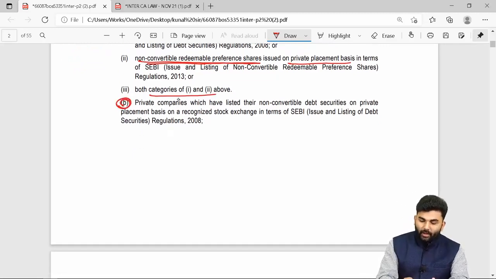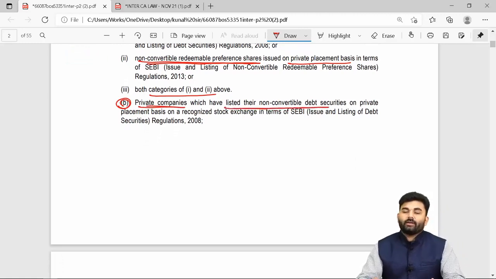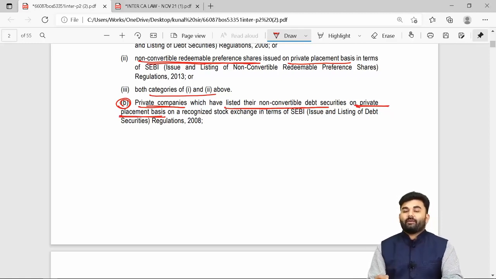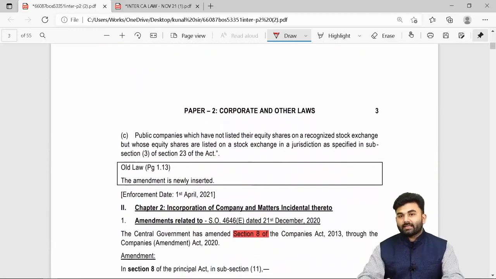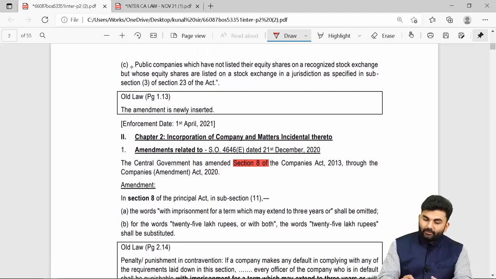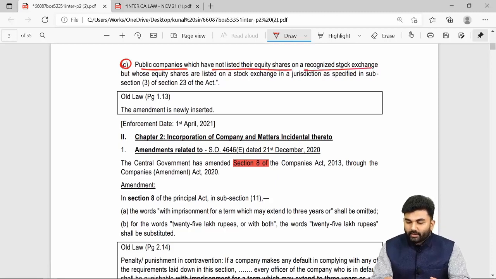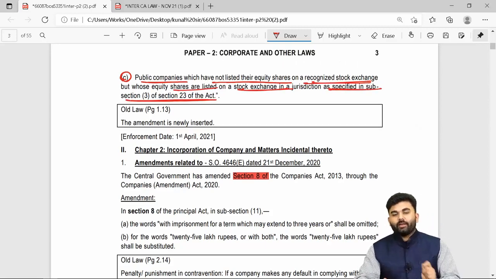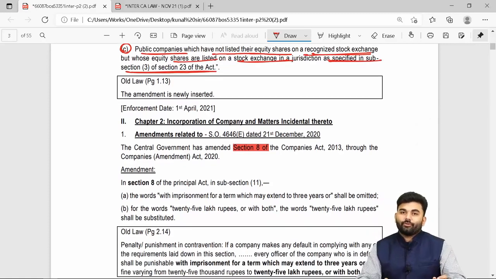It shall also not include a private company which has its securities listed as non-convertible debentures. If a private company had issued non-convertible debentures through a private placement, and if they had listed those debentures, then now onwards it should not be considered as a listed company. And yes, it will also not include a public company whose securities are not listed on a recognized stock exchange, but are listed on a stock exchange as per the provisions of section number 23 subsection 3. So these are the 3 points you need to add right below the concept of listed company.